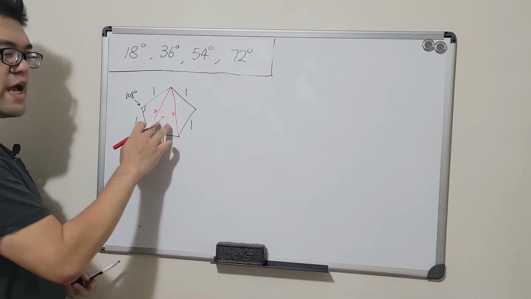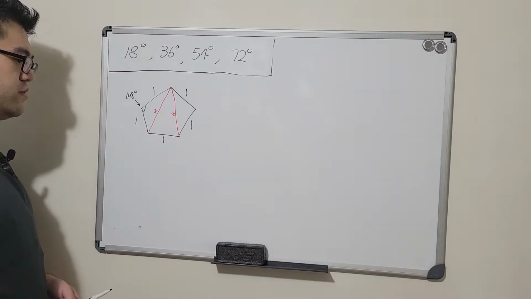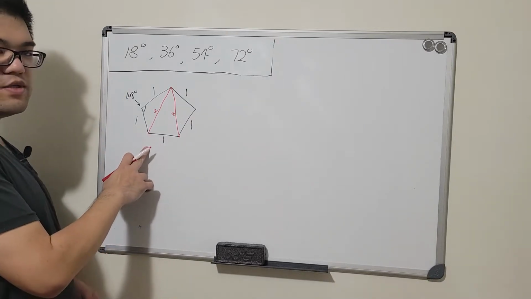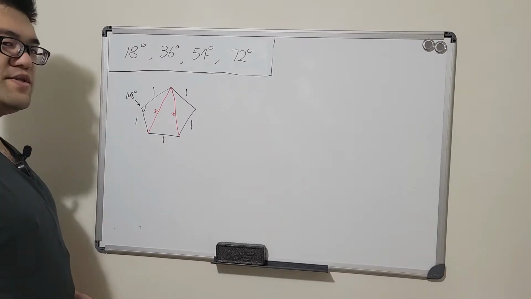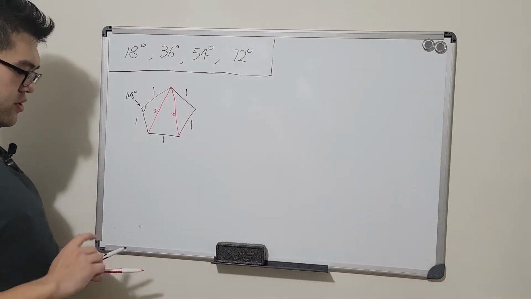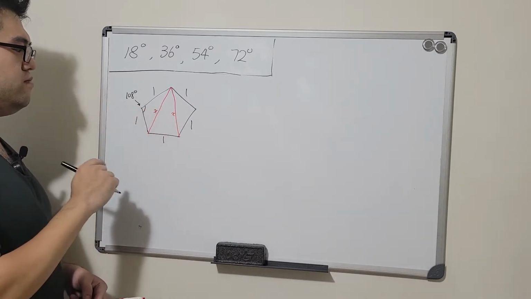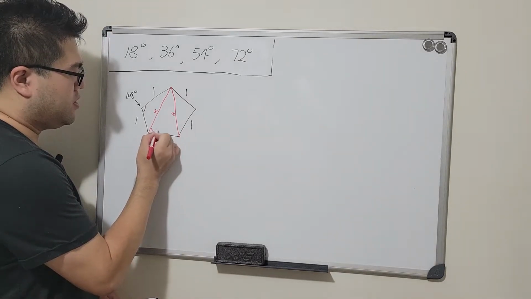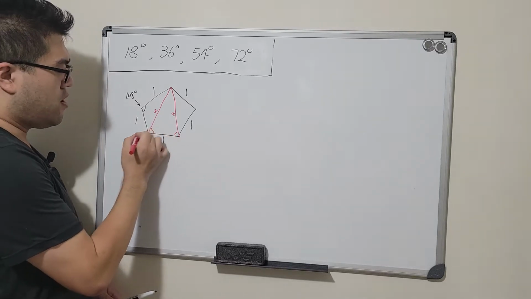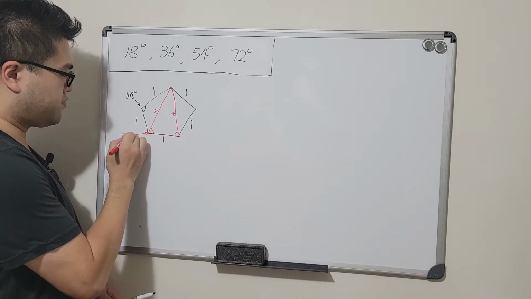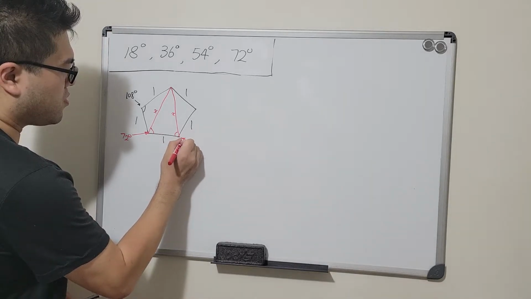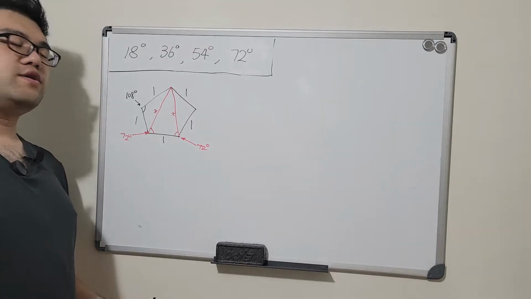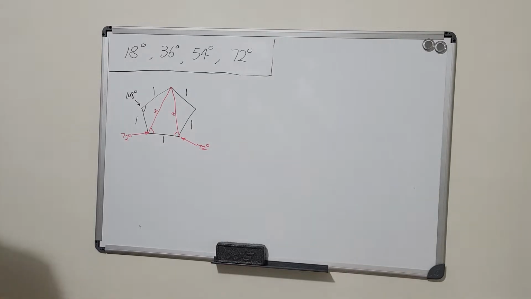Now, since these two diagonal lines have the same length, we see that the red triangle is in fact an isosceles triangle. And if we try to figure out all the angles, we will eventually see that these two angles on the bottom are 72 degrees. So, what are we going to do next? Let's try to draw another isosceles triangle.